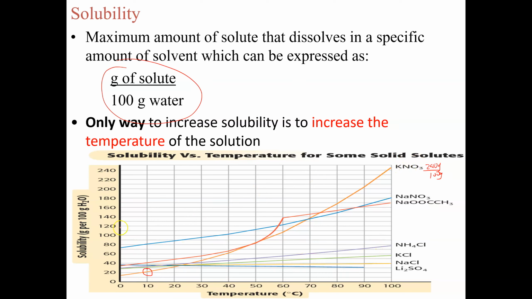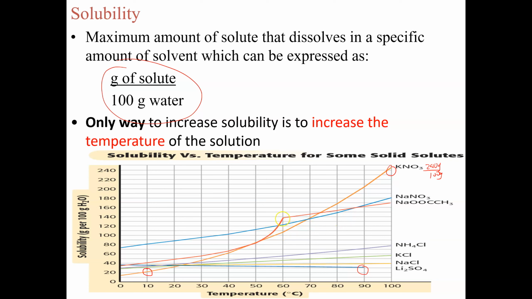That's what this graph is showing you: as you increase the temperature, except for some weird ones like down here, lithium sulfate, which is confused and goes the other way, most chemicals, as you increase temperature, you're able to dissolve more solid inside of the liquid. That's important. So the highest solubility here at 100 is this.